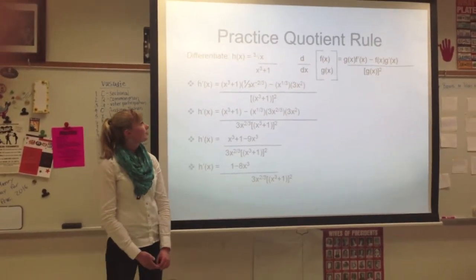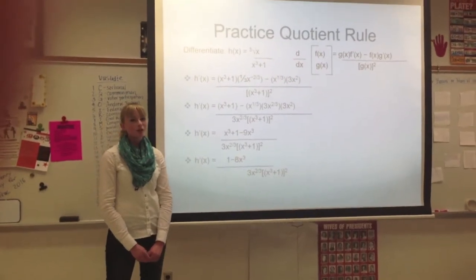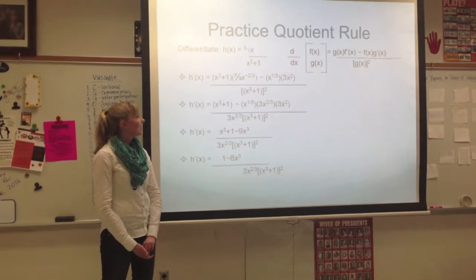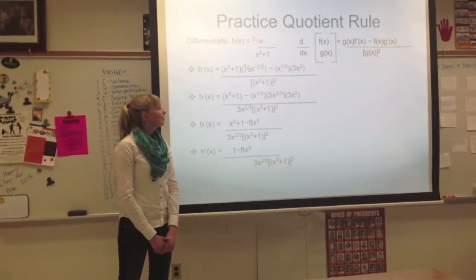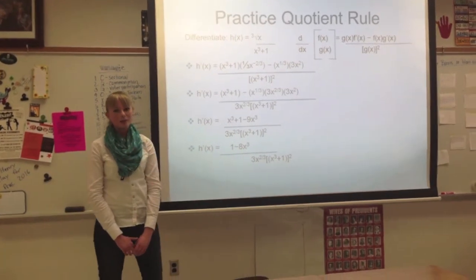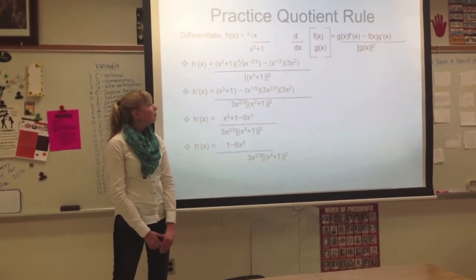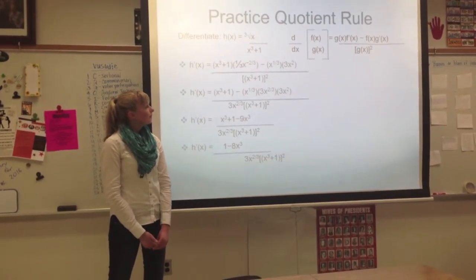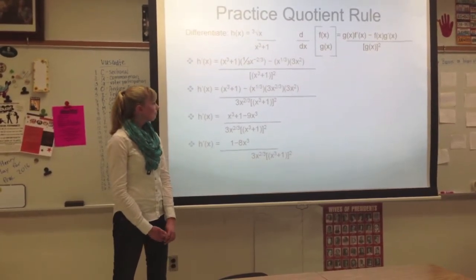Okay, so for the second practice quotient rule problem, it says differentiate h of x equals the cube root of x all over x cubed plus 1. So to differentiate, you have your denominator, x cubed plus 1, times the derivative of your numerator, which you apply power rule, and you get 1/3 x to the negative 2/3, and then minus your numerator, x to the 1/3, times the derivative of your denominator, which is 3x squared, all over your denominator squared.